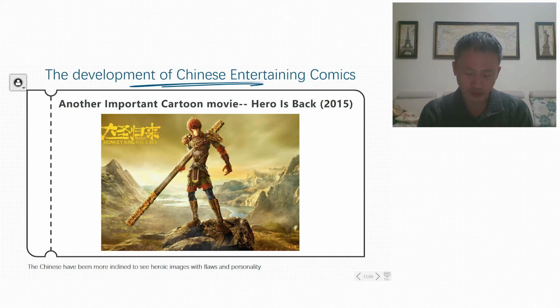This change shows that since the 1980s and 1990s, the Chinese have been more inclined to see heroic images with flaws and personality. Disenchantment made the hero get off the altar. The audience are more willing to see the characters in ordinary life, and they do not like the heroes to be didactic. This is also the influence of the postmodernism on culture.